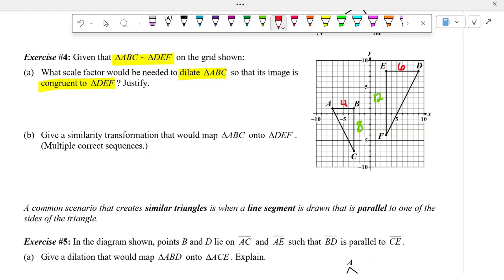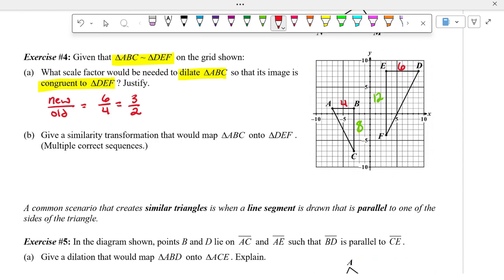All right. So, how do you think I can find the scale factor using those sides? Division. So I need to divide the new image by the old. All right. So you always use the corresponding sides. So I'm going to use ED and AB. So I'm going to do 6 divided by 4, which simplifies down to what? Not 2 over 3, but 3 over 2.